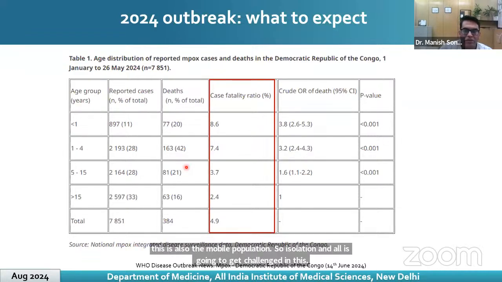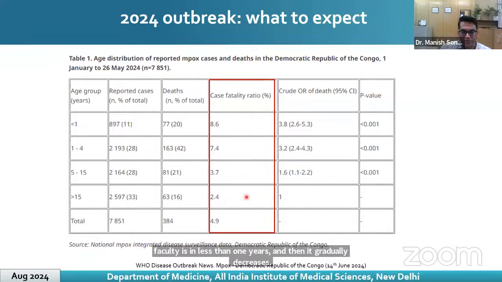Now, what is the case fatality rate? If we look across ages, the overall is 4.9%. But if we look closely, maximum fatality is in less than 1 year, and then it gradually decreases as the age increases. In adults, it is less than 3%. So this is data from Congo.